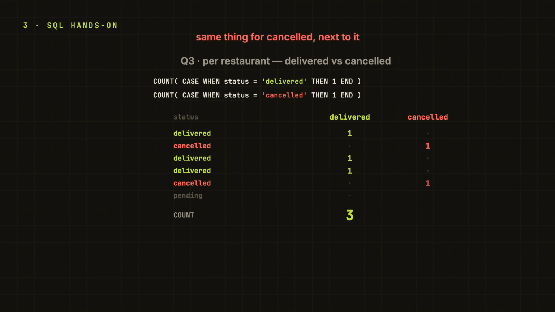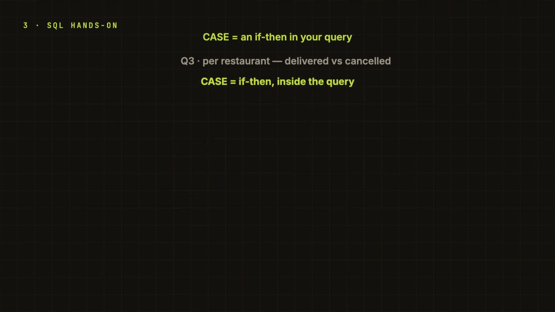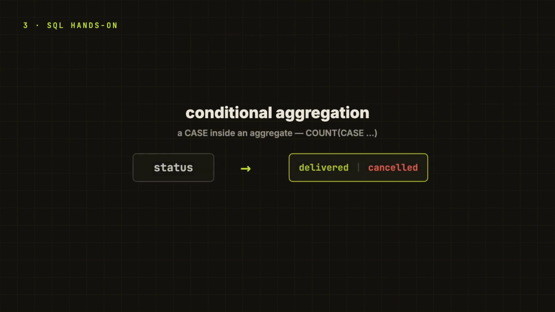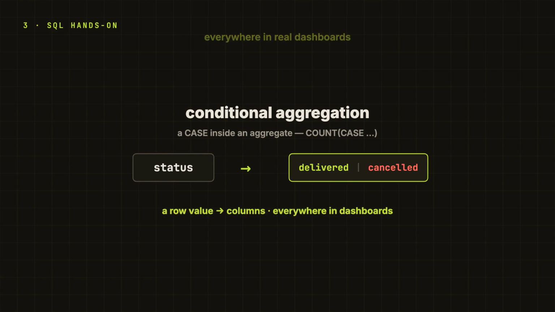And now you do the same exact thing for cancelled right next to it. Case is basically an if-then inside your query. So in a single group by, you get a delivered column and a cancelled column side by side per restaurant. This is called conditional aggregation, a case inside an aggregate. It turns a row value like a status into columns. And honestly, it is everywhere in real dashboards as well.